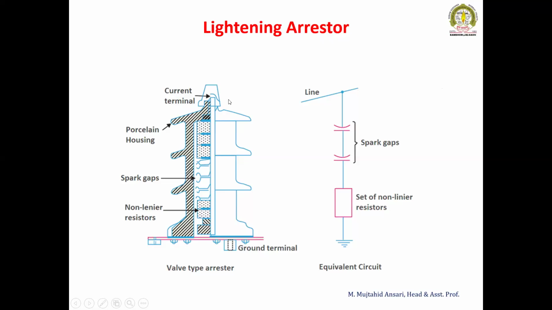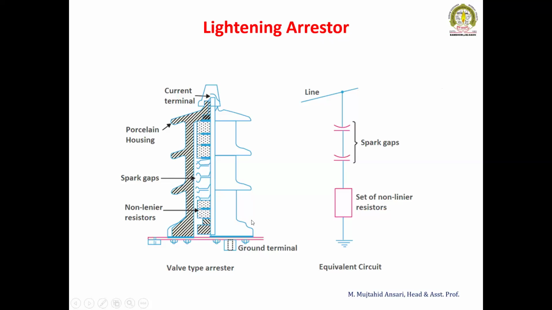This is the current carrying terminal, meaning the conductor is connected over here. And the second part is connected to the ground. So this is the ground. It is somewhat the electrical circuit of this lightning arrestor. This is the spark gap; a series of spark gaps are there. And it is a non-linear resistance.